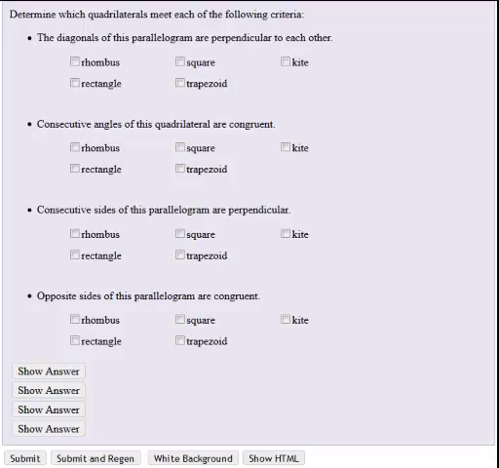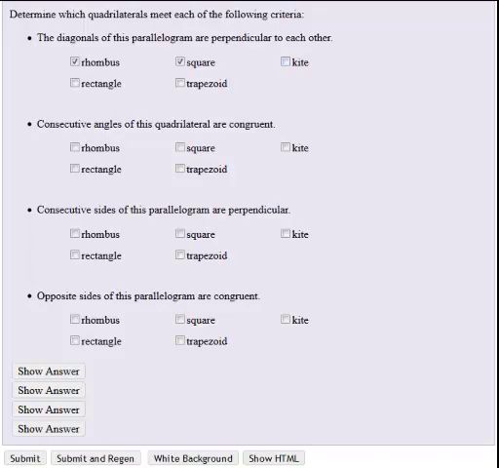In this question, we're asked to identify which of the following quadrilaterals meet each of the criteria given. So the diagonals of the parallelogram are perpendicular to one another. That's going to be true for all rhombi. Well, a square is a rhombus as well. And a kite also has diagonals that are perpendicular to each other. Now, because the question asks for parallelogram, we can remove kite from the option.